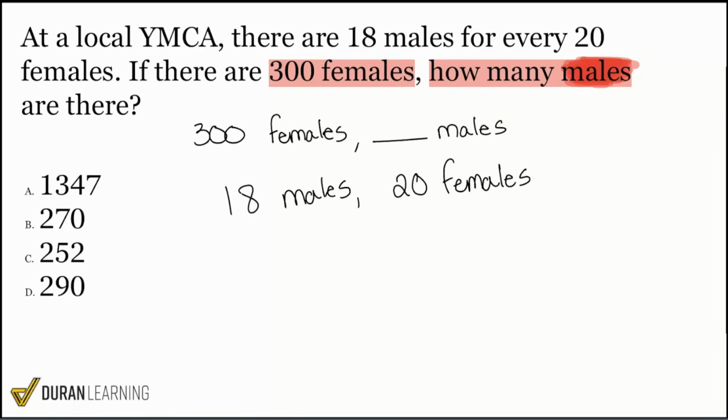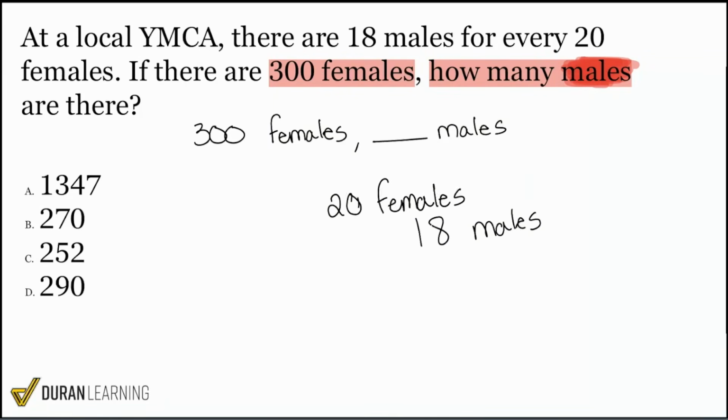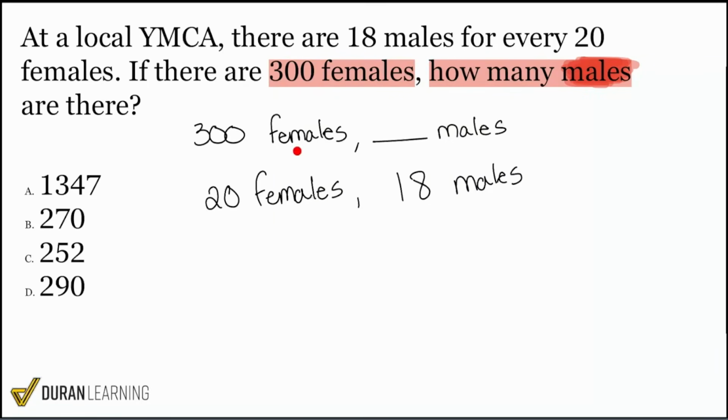Remember, everybody, compare the same things in the same way. One more time. Compare the same things in the same way. So let's do that. Let's take the 18 males and put it under the blank number of males. And let's take the females. And now look at that.